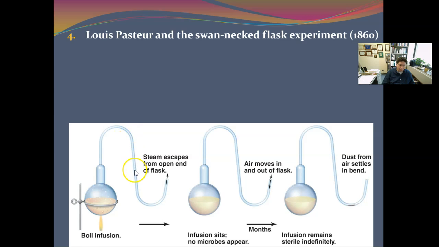It's kind of got this long swan-necked or swan-like bend to it, the neck of a swan. And he boiled it and he killed all microbes. Now, the end here is open to air, so air can get in and out. And he lets it sit and cool down. He checks it. No microbes, no microbes, no microbes, no microbes ever get in here. He finds dust particles down here that do have microbes in them.